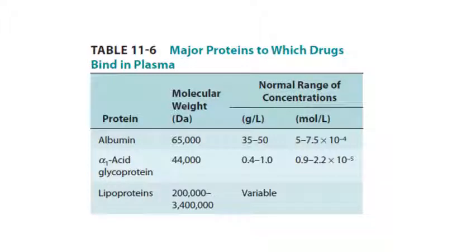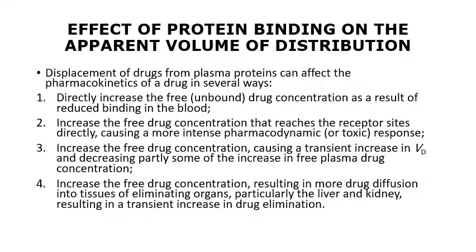And here we have a list of the common plasma proteins that are within the body. These include albumin, which is the most common plasma protein within the body. Also, we have the alpha-1 acid glycoprotein and a small ratio of lipoproteins within the body. The effect of protein binding on the apparent volume of distribution can be summarized by knowing that displacement of drugs from plasma proteins can affect the pharmacokinetics of a drug in several ways.